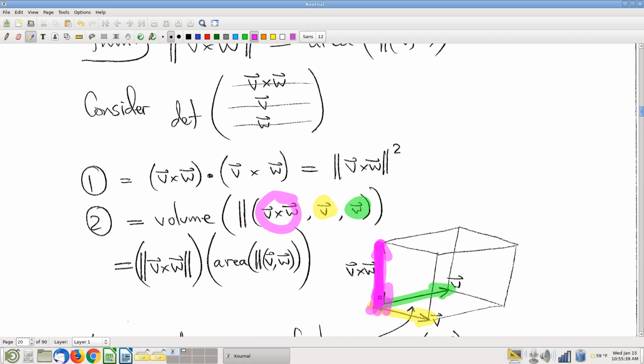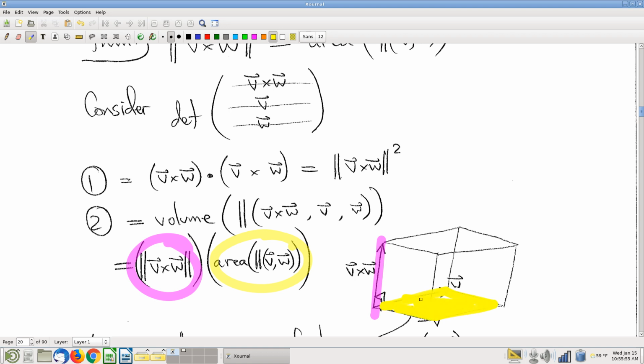I can rewrite this volume that I've got here. Keep in mind I'm interested in that volume. Volume is equal to that distance, which is the magnitude of the cross product, times this area down here, because of those right angles. Everybody remember their high school geometry? Okay.